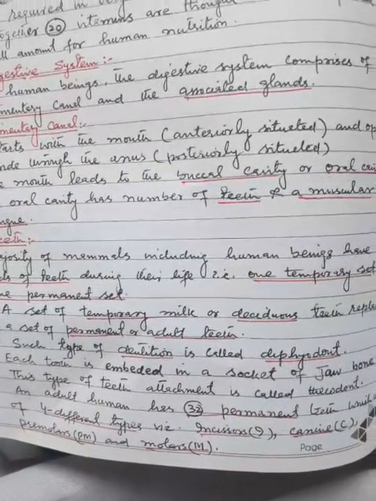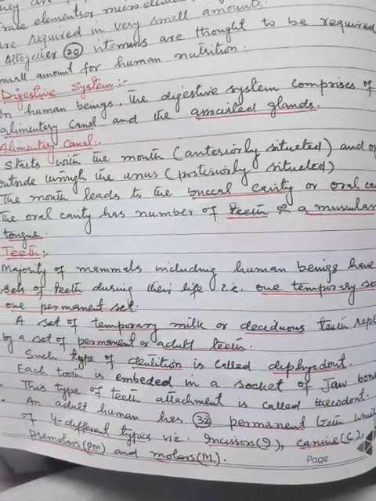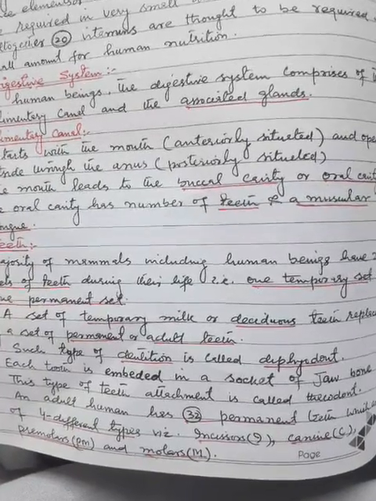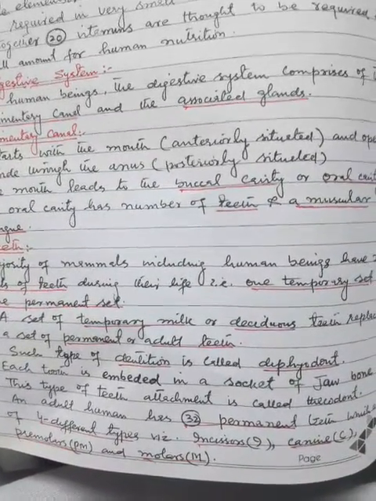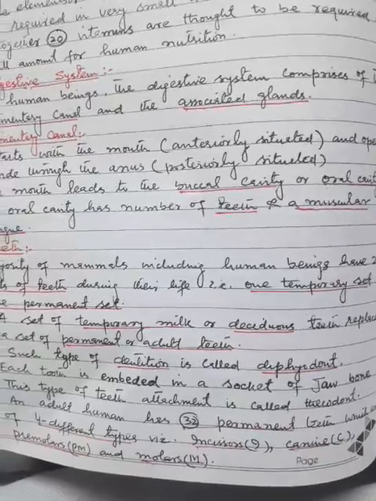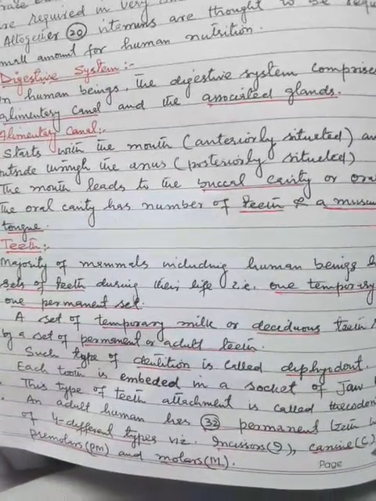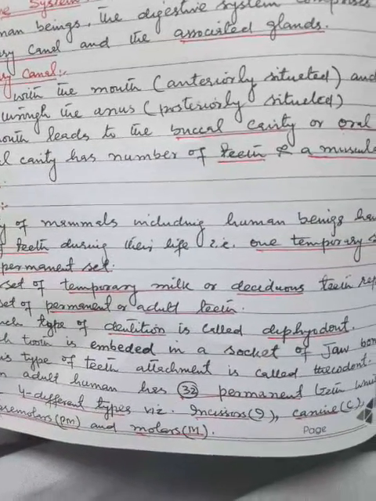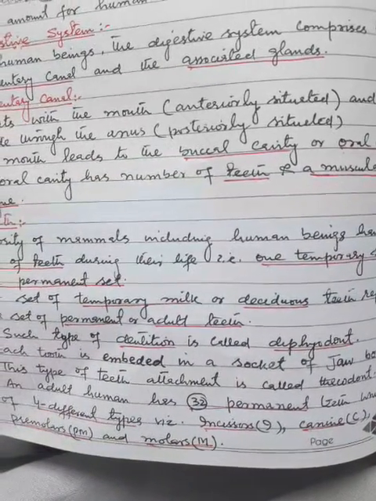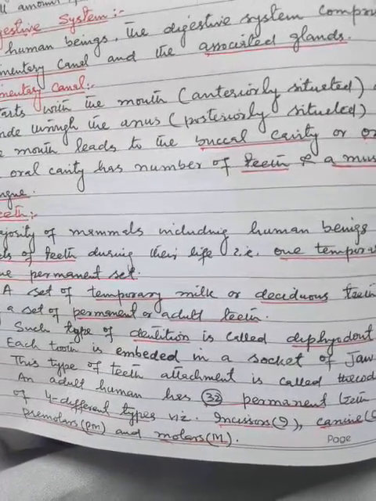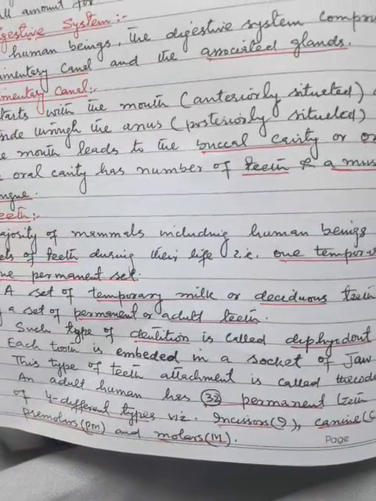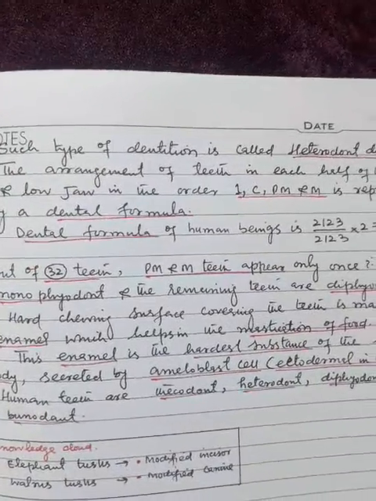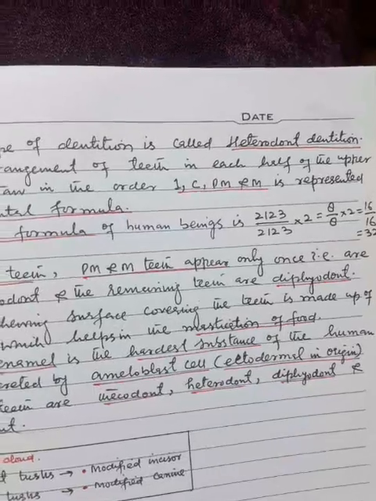Each tooth is embedded in a socket of jawbone. This type of teeth attachment is called thecodont. An adult human has 32 permanent teeth, which are of four different types, namely incisors represented by letter I, canine represented by letter C, premolars represented by the letters PM, and molars represented by M. Such type of dentition is called heterodont dentition.